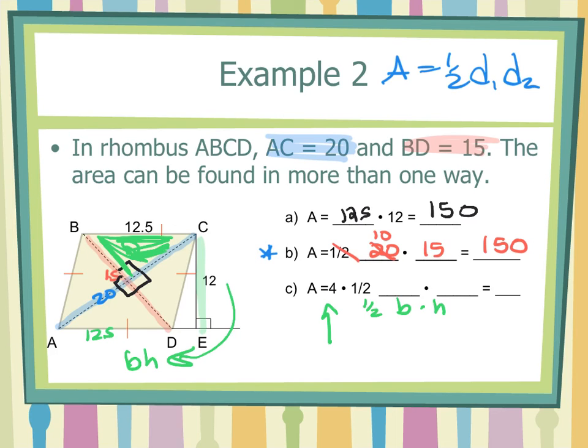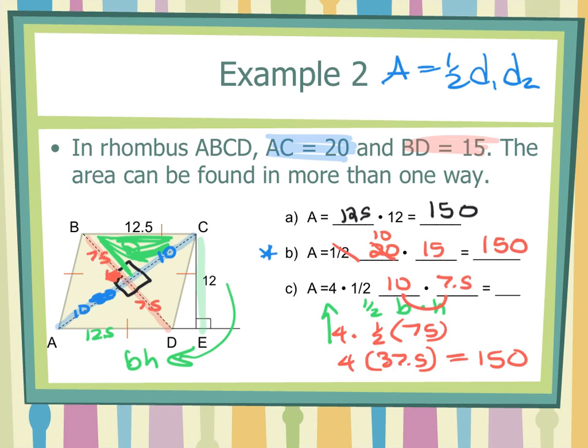Now, remember these diagonals have been bisected, so if the length of the whole thing was 20, then this little piece is 10, and this little piece is 10, and then I could split my 15 into 2 and make this 7.5, 7.5. So now I'm going to do 10 times 7.5, divide by 2, and then times 4, and I still get 150. So if I multiply these 2, I get 75, and then times the half. Half of 75 is 37.5, times that by 4, and I get 150. So either way, I still get the same answer.